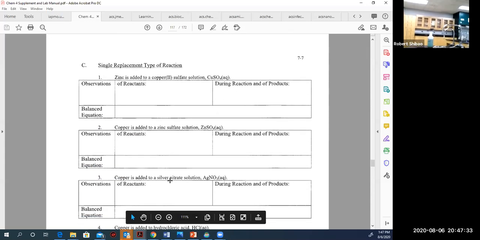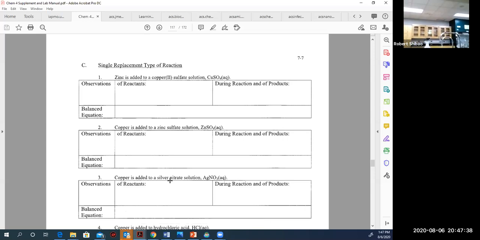All right, these are C. C1 was the zinc added to copper 2 sulfate. So let's take a look at C1. It's been a week now.